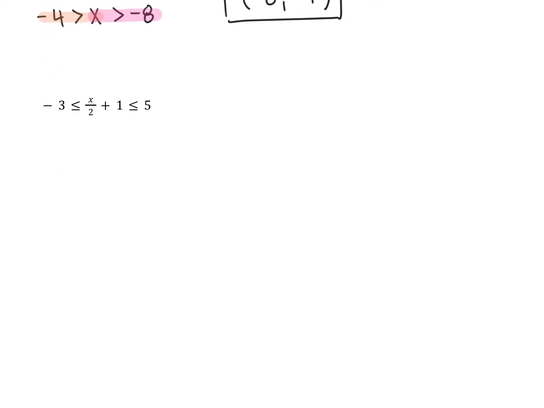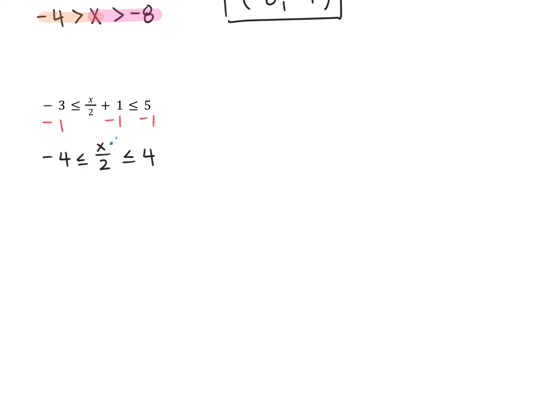Second example, we have negative 3 is less than or equal to x over 2 plus 1 less than or equal to 5. So my first step, I'm going to subtract 1 from everywhere. So we get negative 4 is less than or equal to x over 2 is less than or equal to 4.